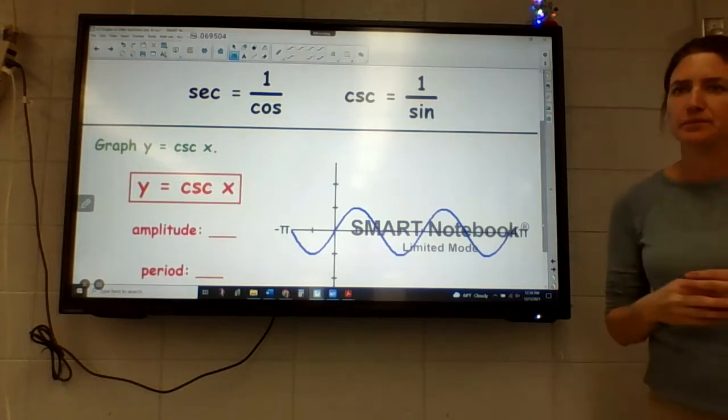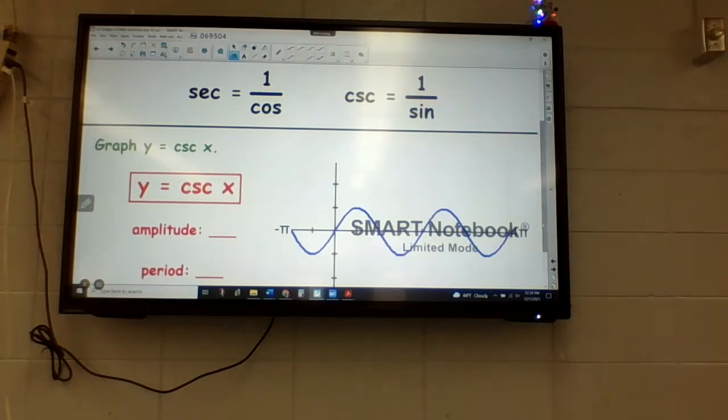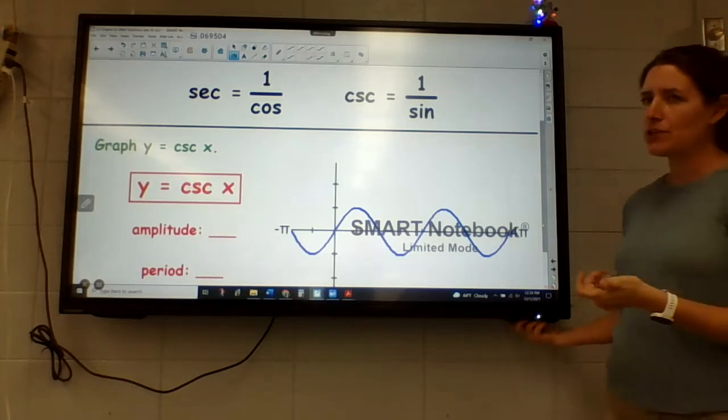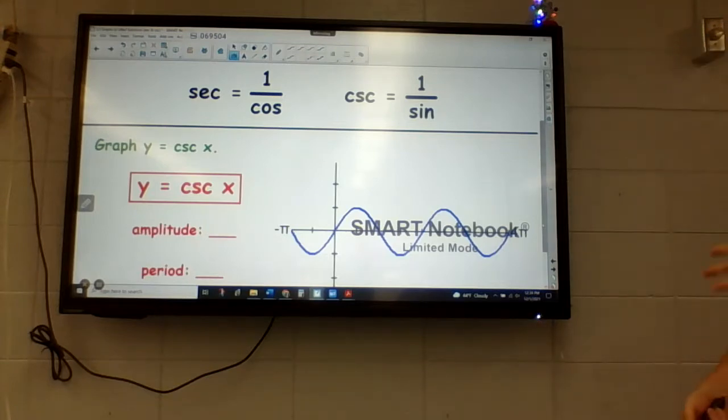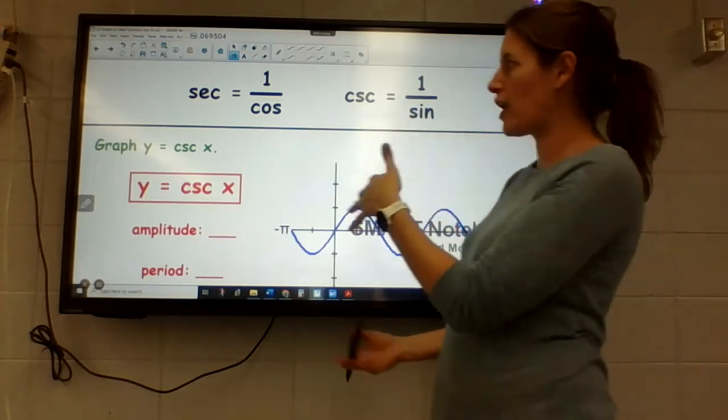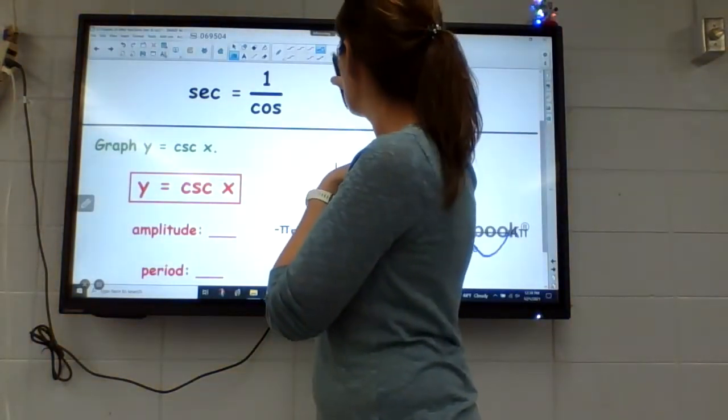All right. What we're going to see here is that we're going to use sine to graph cosecant, and secant to graph cosine.